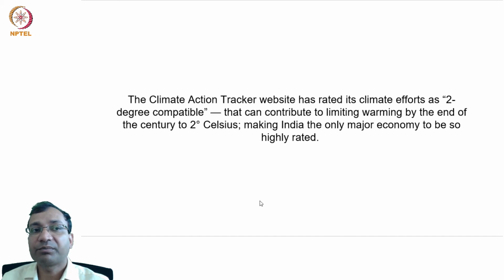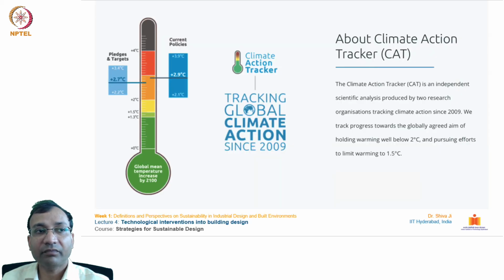The Climate Action Tracker website has rated India's climate efforts as 2-degree compatible, that can contribute to limiting warming by the end of the century to 2 degrees centigrade, making India the only major economy to be so highly rated. You can see this illustration over here.